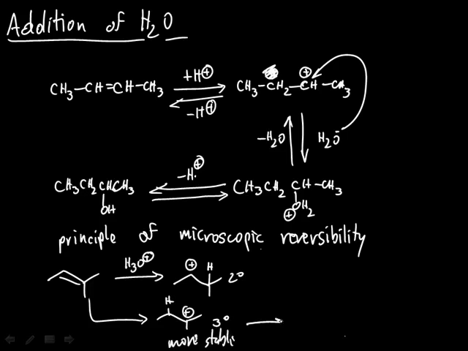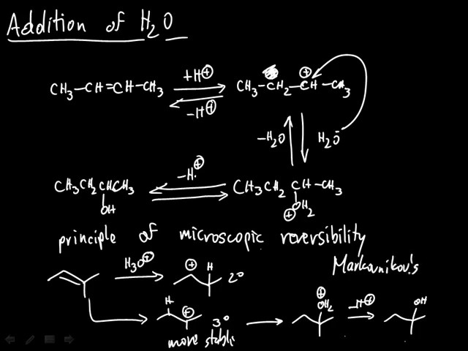And so this is the one which goes on to give us product after water addition and deprotonation. And so we do get the Markovnikov product in the majority of cases. Again, because we're forming a more stable intermediate.